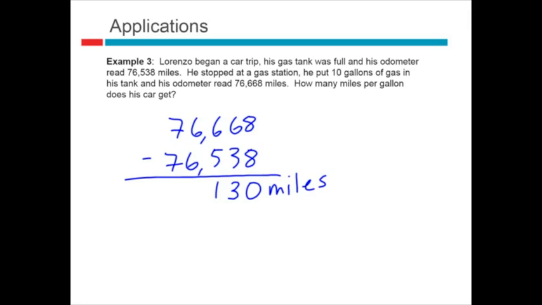And we know that Lorenzo used 10 gallons of gas over this course. So in order to find the miles per gallon, we're going to do the number of miles divided by the number of gallons, which was 10. And if you divide 130 by 10, you get 13. So 13 miles per gallon.